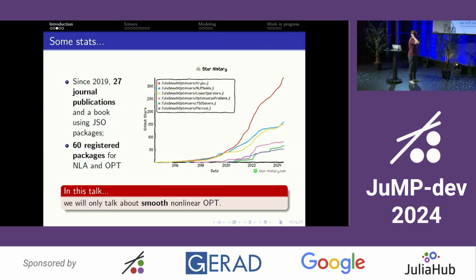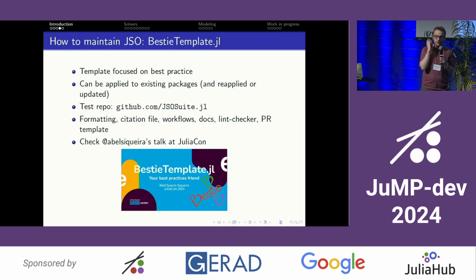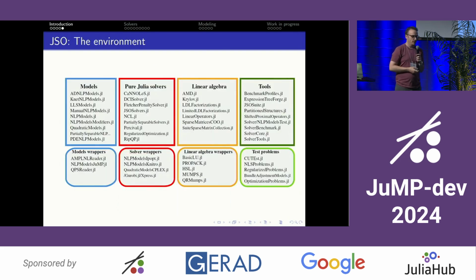And so the JSO organization is quite large and getting more and more popular. What I want you to keep in mind on this slide is that we now have 60 registered packages, which is a lot. And we are trying to investigate ways to maintain all these 60 packages. So I'll just give a link to Abel Siqueira's talk at JuliaCon from last week, where he presented something called the Bestie template, which is trying to promote best practices and automate all this in the packages so that it helps us maintain these 60 packages while we are only 3 or 4 working on all this. Yeah. So please have a look at this.